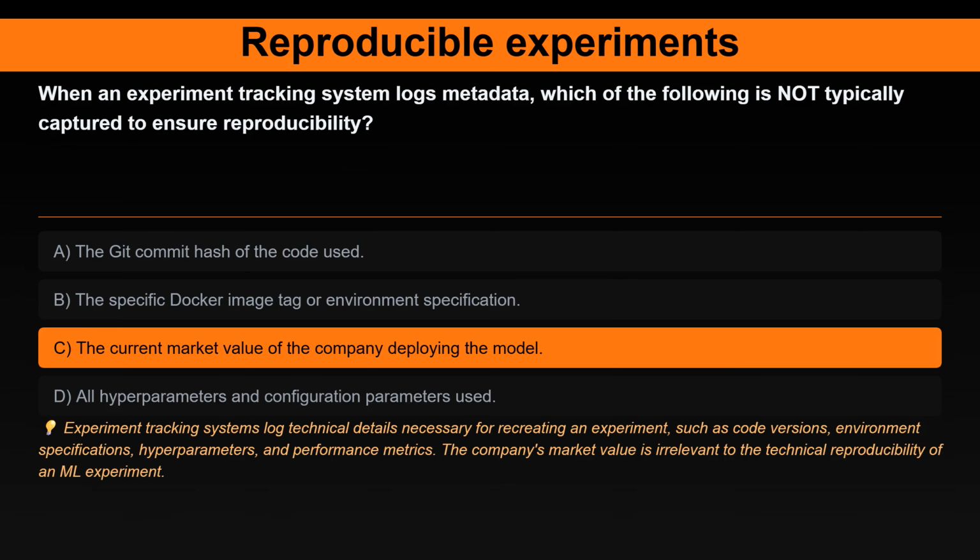The correct answer is, quote, the current market value of the company deploying the model. Here's the explanation. Experiment tracking systems log technical details necessary for recreating an experiment, such as code versions, environment specifications, hyperparameters, and performance metrics. The company's market value is irrelevant to the technical reproducibility of an ML experiment.